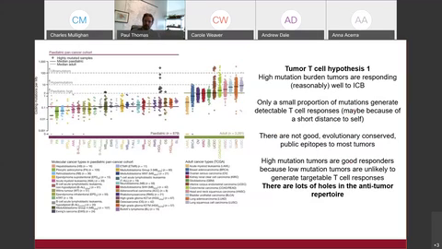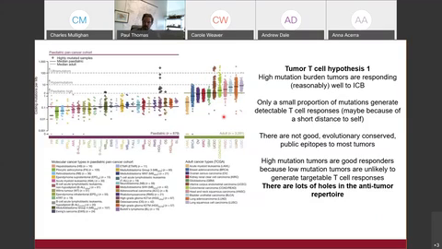Also, in a lot of tumors, there are not really good evolutionarily conserved public epitopes, meaning that from tumor to tumor, you don't get that many repeat mutations. There are obviously some very important exceptions, and we'll talk about those throughout the talk. So the general consensus of the field up until, I'd say, recently has been that high mutation tumors are good responders because low mutation tumors are unlikely to generate targetable T cell responses. Another way of saying all that is that there must be a lot of holes in the anti-tumor repertoire. So even if you have a large number of targets, you're only going to target a subset of them.